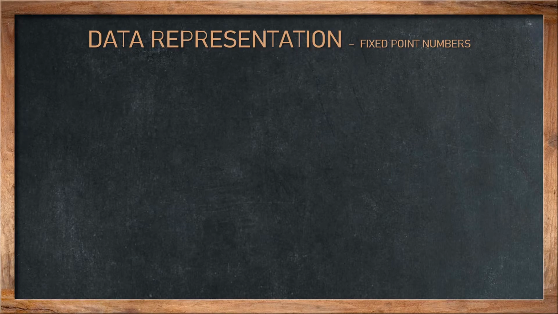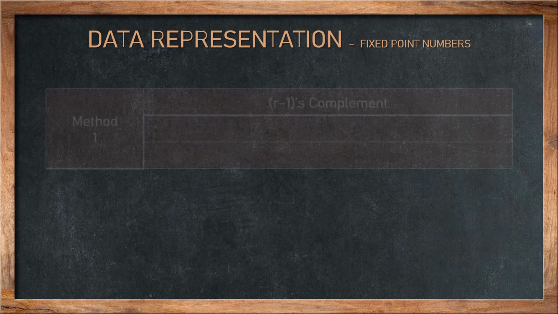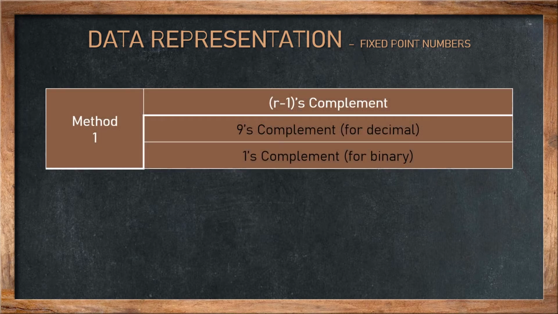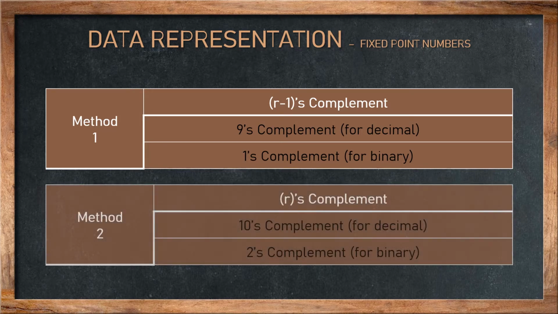As we know, in fixed point numbers there are basically two methods. In the previous video we saw that there are two methods: r-1's complement, and the second method, r's complement. In r-1 complement, there are two methods: the nines complement that we do for decimal numbers, and for binary we perform the ones complement. This r is nothing but the radix. We will learn about the radix point in detail in the next lecture. So let's start with the r-1's complement method.